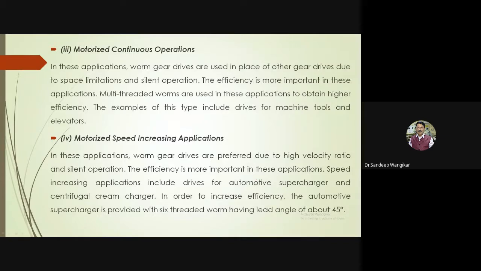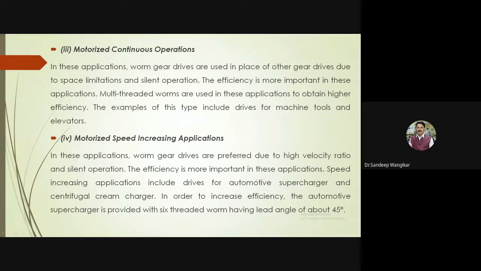Third, motorized continuous operations. In these applications, worm gear drives are used in place of other gear drives due to space limitation and silent operation. The efficiency is more important in these motorized continuous operations. Multi-threaded worms are used in these applications to obtain higher efficiency. So here efficiency is important and multi-threaded worms are used.